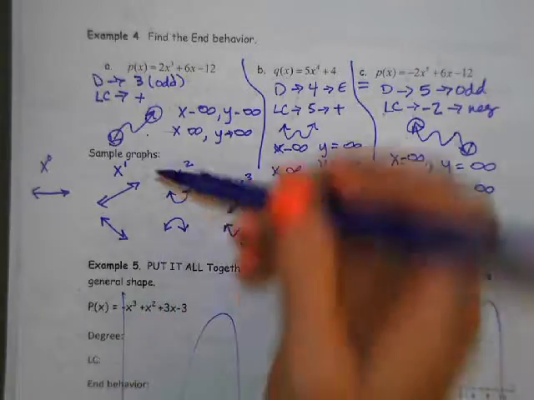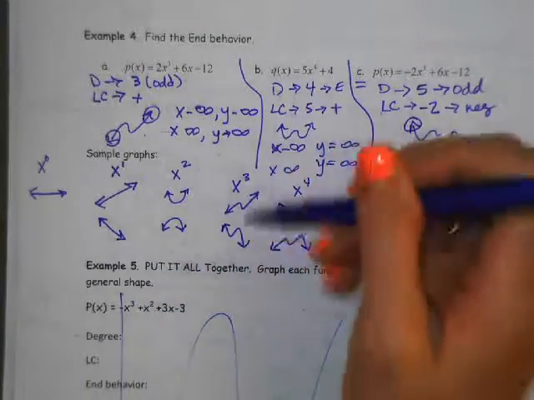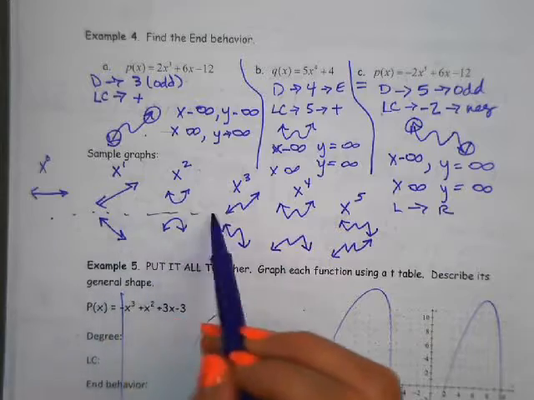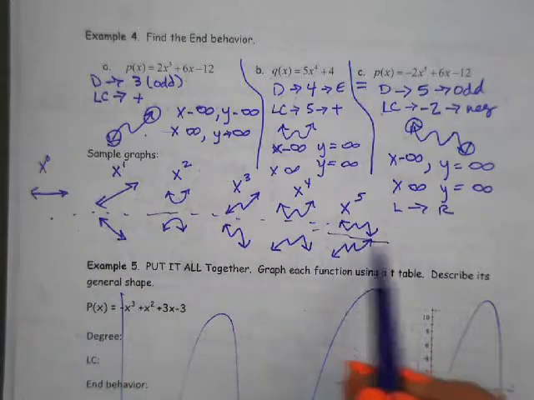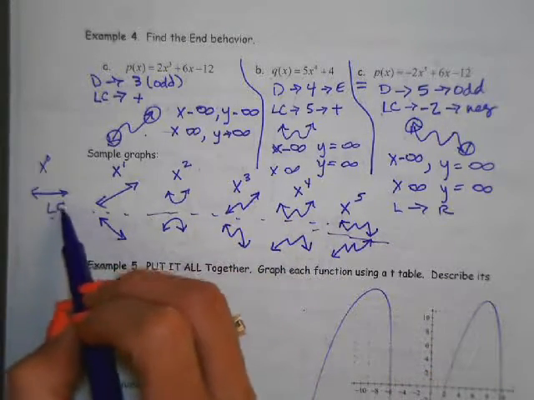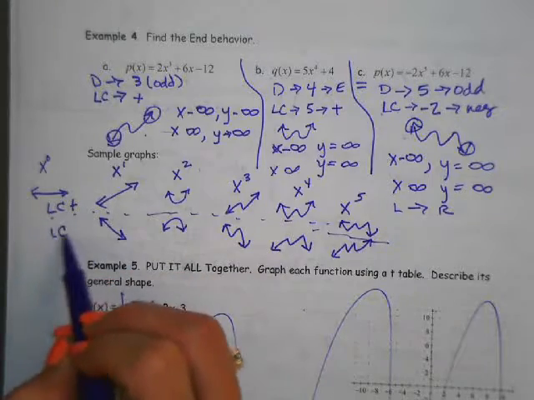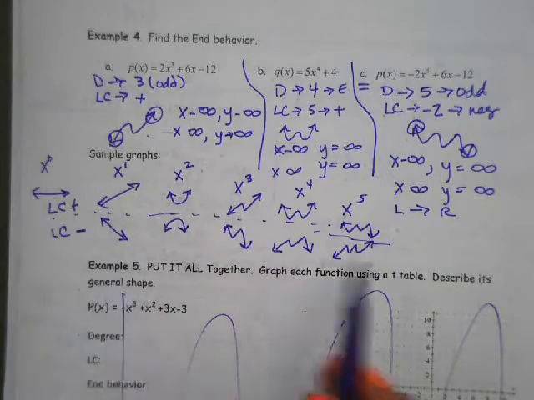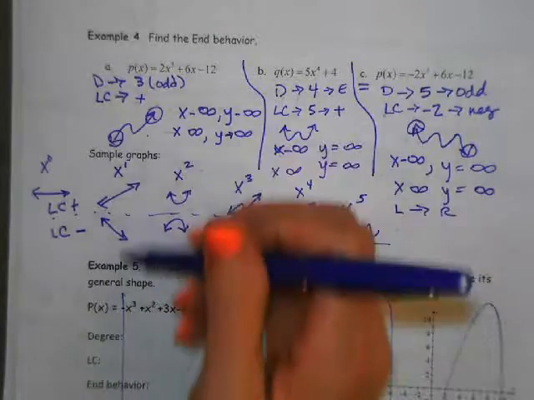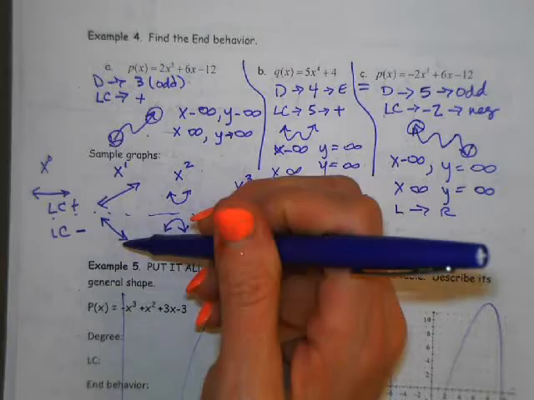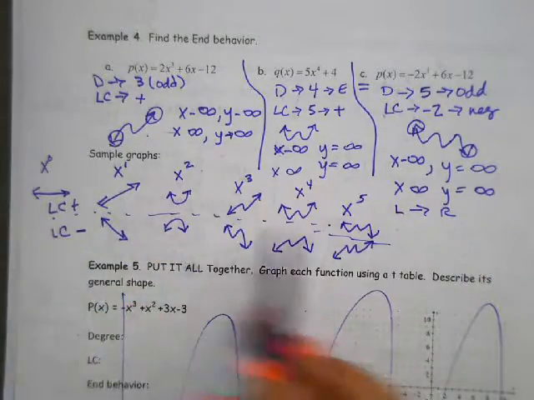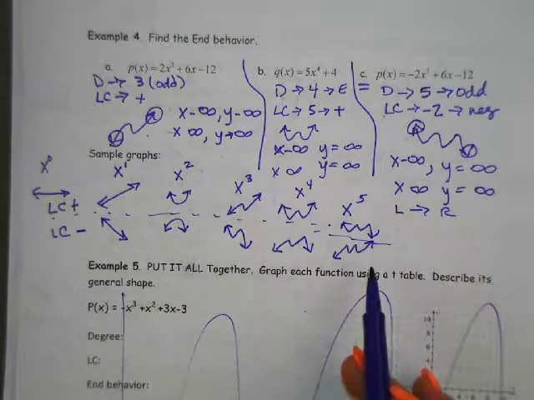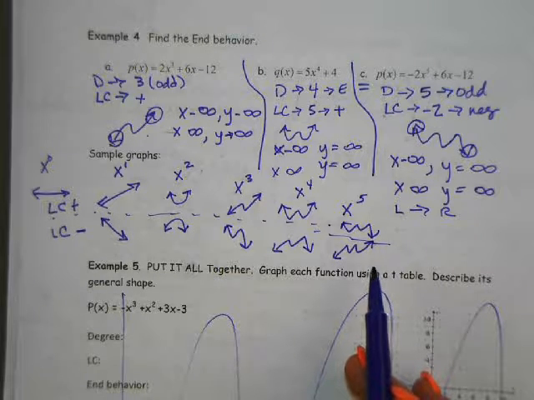Okay? And so the degree tells you the type of curve, and then what tells you if it's up or down is going to be the leading coefficient. The leading coefficient is positive, the leading coefficient is negative. Okay? So then it tells you which direction it's going. So this tells you what the graph looks like in regards to how many curves. This tells you the direction of which way it's going. Does that make sense? Does that help a little bit?